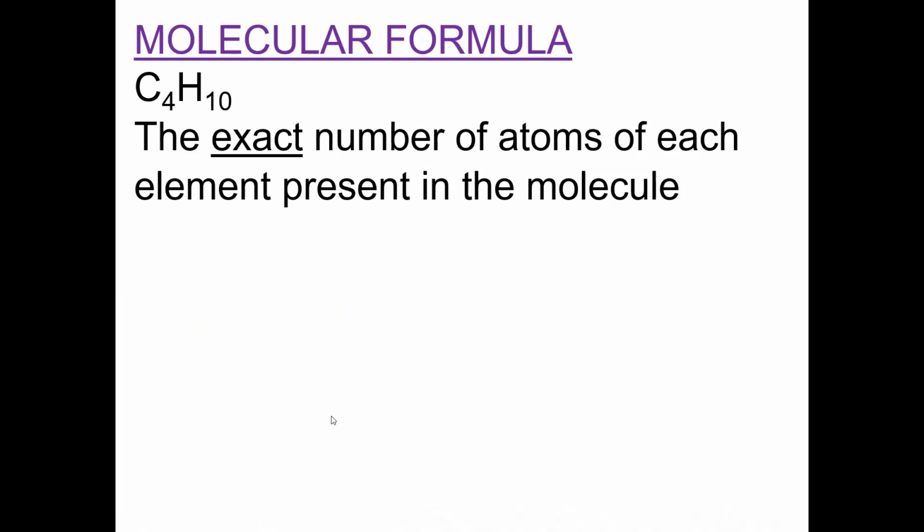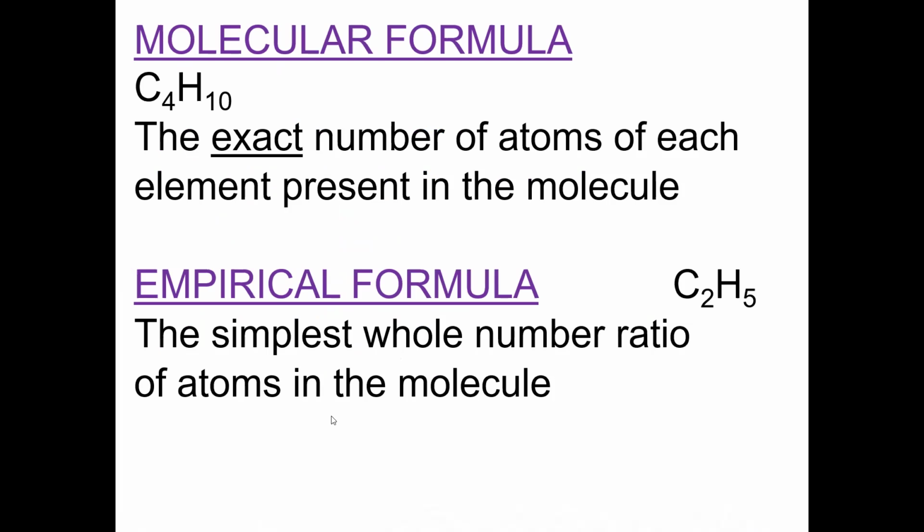Now, what is a molecular formula? It shows the exact number of atoms of each element. So, for example, this is butane. What does C4H10 show? C4H10 shows that there are four carbon atoms and 10 hydrogen atoms in one molecule of butane.